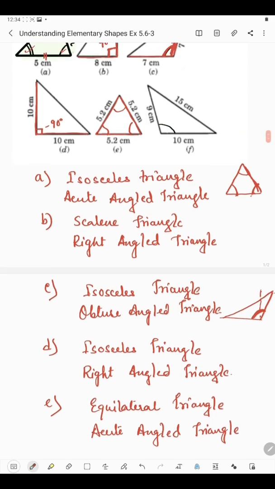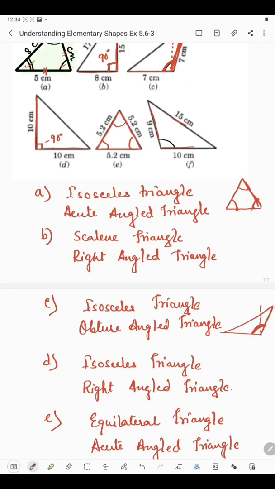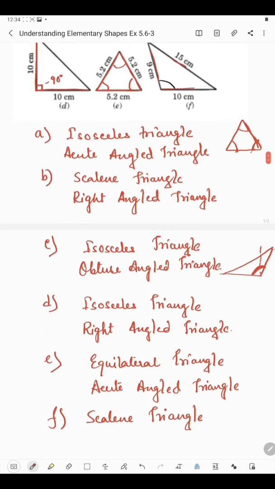And in the last part, if you judge the side, this is 10 cm, this is 15 cm and this is 9 cm. So all the three sides are different in length, so it is a scalene triangle. If all the sides are different, then it is said to be a scalene triangle.